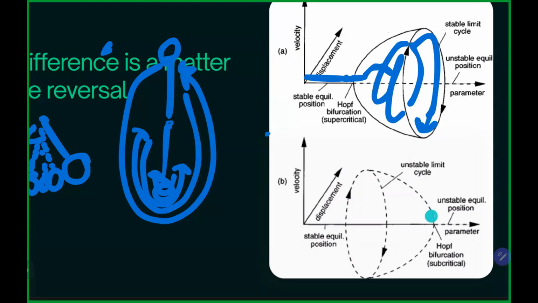But with a subcritical bifurcation, the unstable limit cycle will switch stability to stable, and then out from that will grow an unstable limit cycle. So if you were to start here, you would circle around and spiral in on the stable equilibrium.